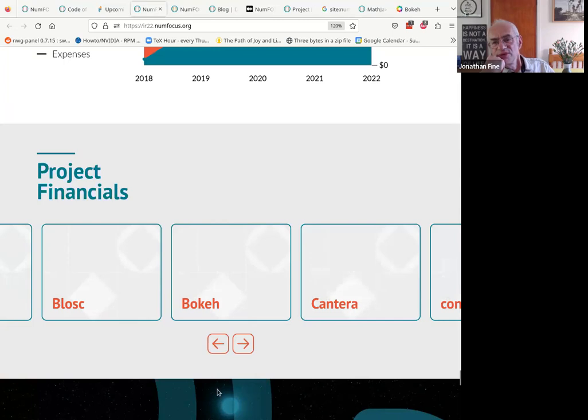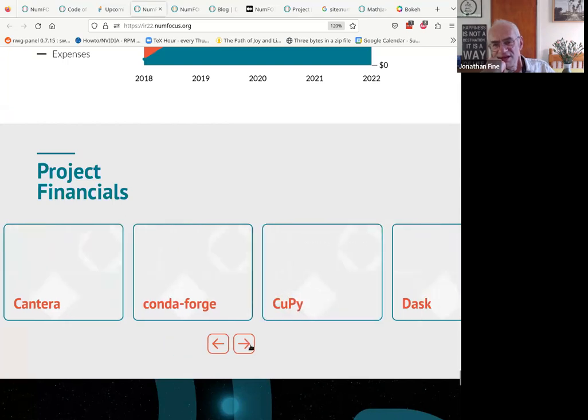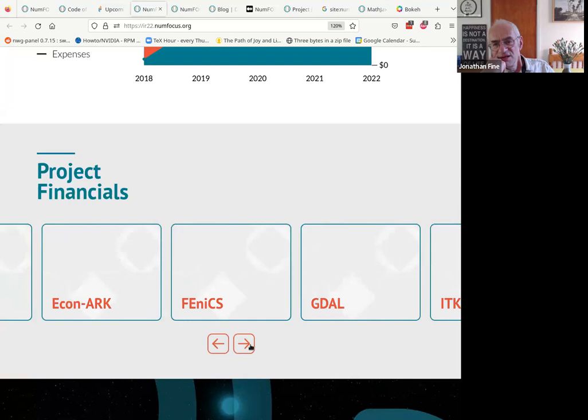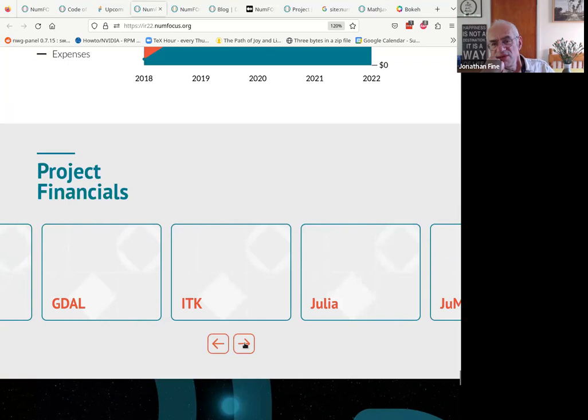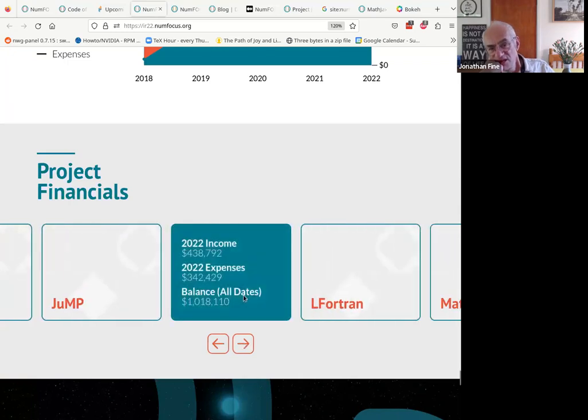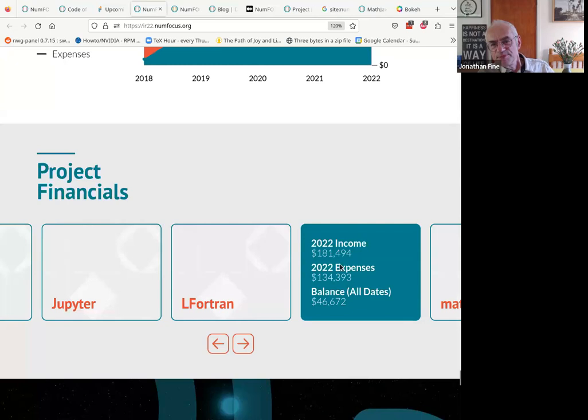Cantera is quite a small project. QPi. Well, that's interesting. Money in the bank again. Let's look at my, oh, here's Julia. Okay, so we're learning something about these projects. Jupyter's big. I mean, the project's big. I didn't mean, we know Jupiter's big. MathJax. We've got a very small balance. Its income and its expenses are largely balanced. And I assume that most of the expenses are software development.